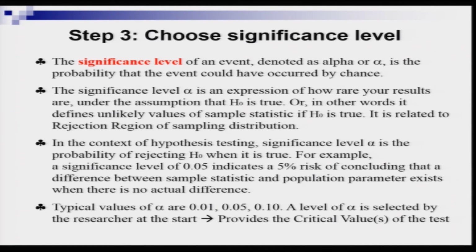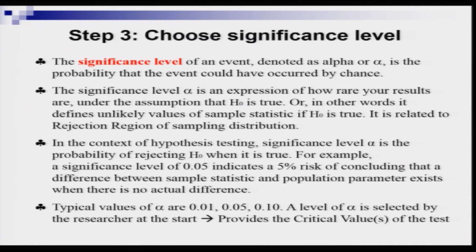You can state it with an example. A significance level of 0.05 indicates a 5% risk of concluding that a difference between sample statistic and the population parameter exists when there is no actual difference. So, I repeat the previous stuff again just to make things clear for you. Why are we talking about difference? I am emphasizing this point again and again.